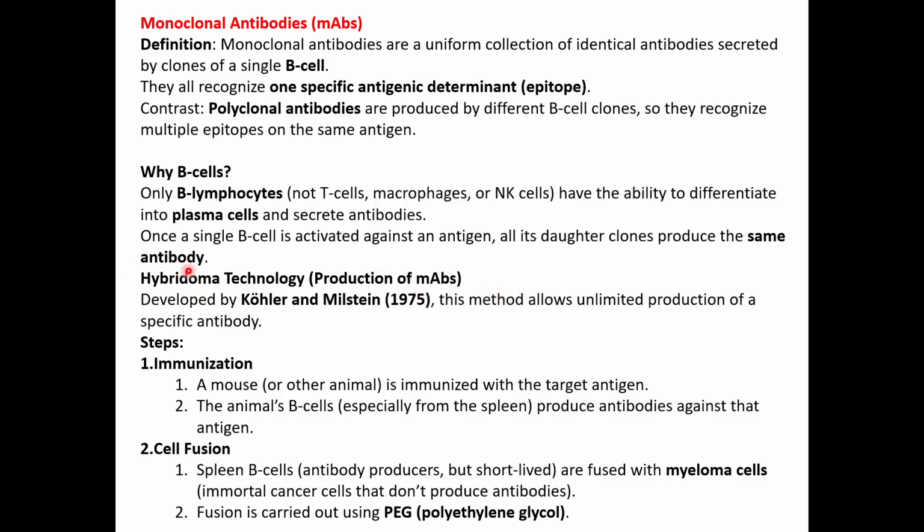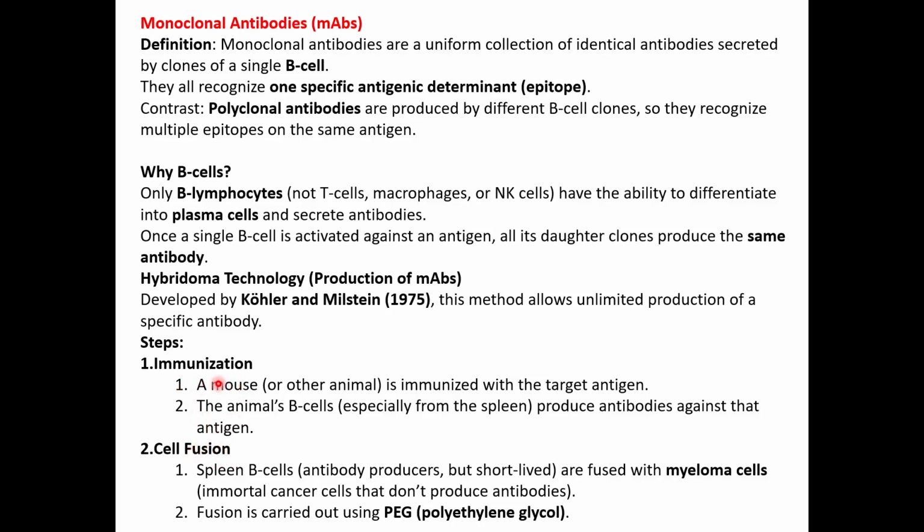This method to produce monoclonal antibodies is known as hybridoma technology. It was developed by Kohler and Milstein, and this method allows unlimited production of specific antibodies. This single monoclonal antibody will be highly specific to that particular epitope. There are different steps involved, and this is a brief of all the steps.